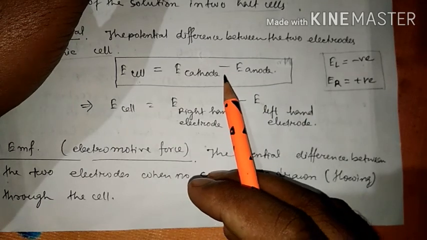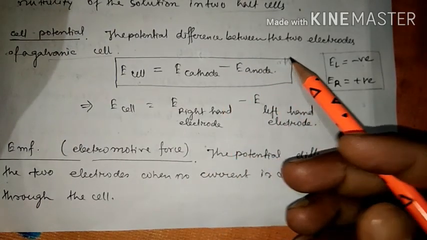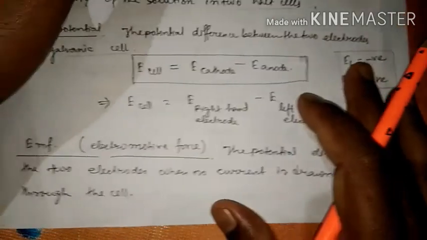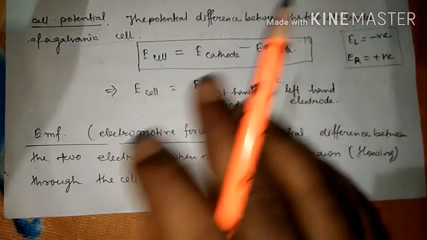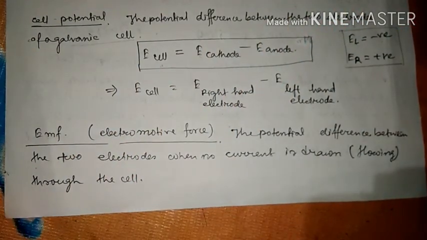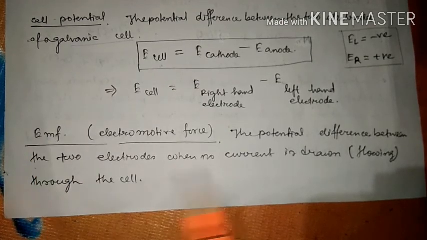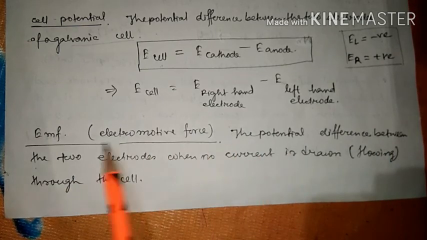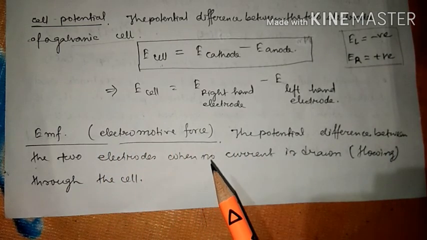This helps to identify which one is oxidation, which one is reduction, or which electrode is reductive. Now, the next topic is the EMF. EMF means electromotive force. What is electromotive force? The electromotive force is the potential difference between the two electrodes when no current is drawn through the cell. When there is no current flowing in a cell, the potential difference is called the electromotive force.